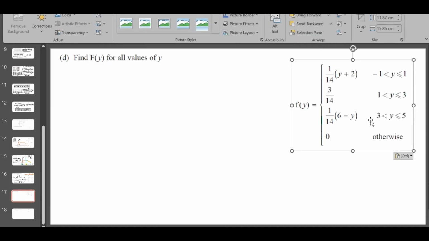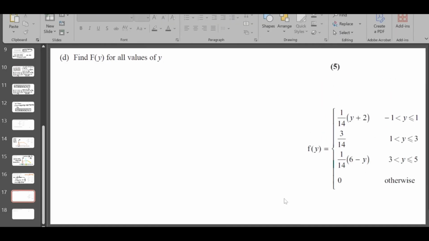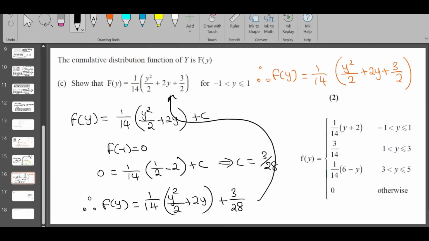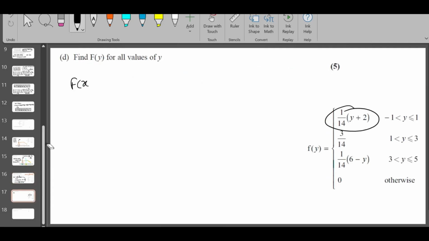Part D is a 5-mark question. So I'm going to put a small f of x here. We calculated capital F of x for this interval already. Let's find capital F of x for the other two intervals. So f of x, sorry, did I put f of x here? It's f of y, yes. F of y is integral 3 over 14. So it's going to be 3x over 14 plus c.